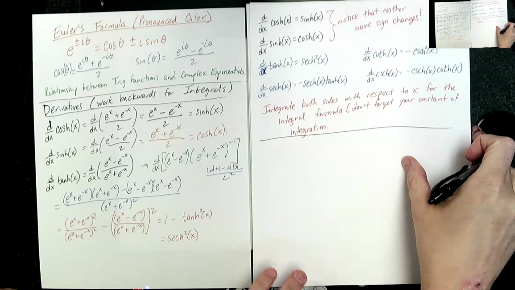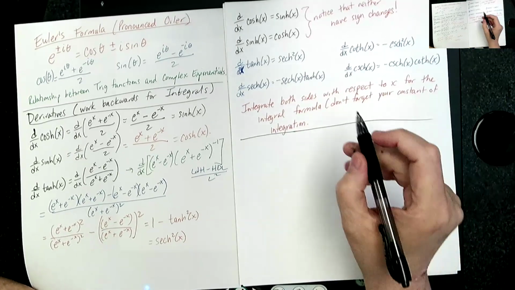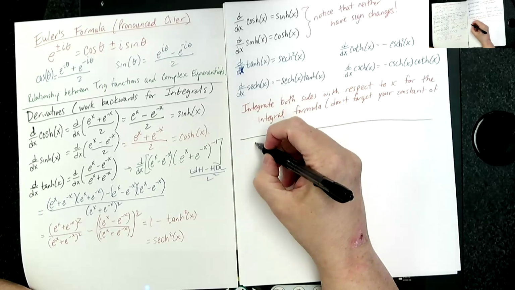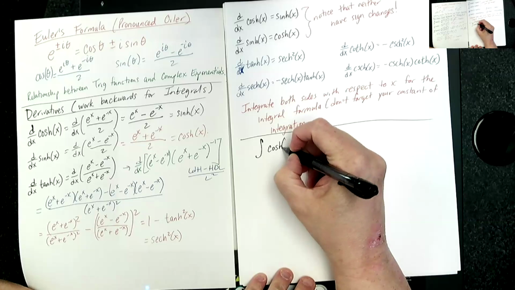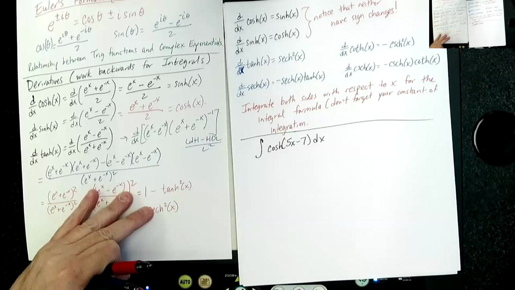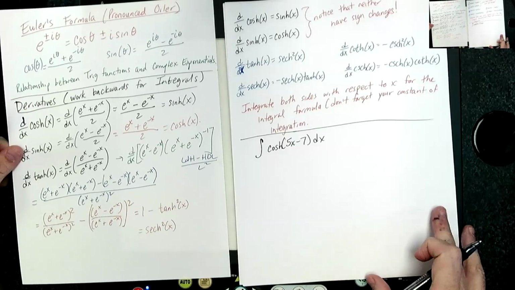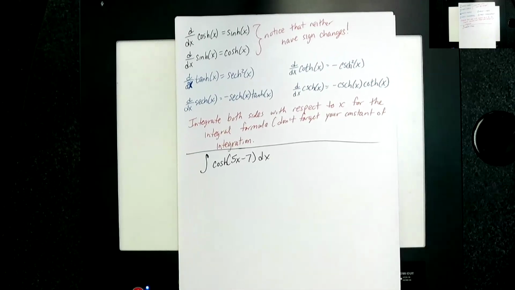Before we go to the inverse hyperbolic trig functions, let's give you something to do for some practice. Integrate cosh of 5x minus 7 dx. We got the derivative page up. That should be good for you guys.